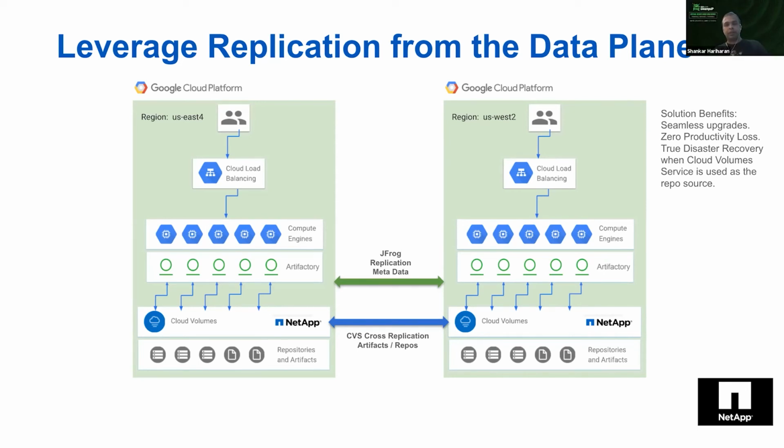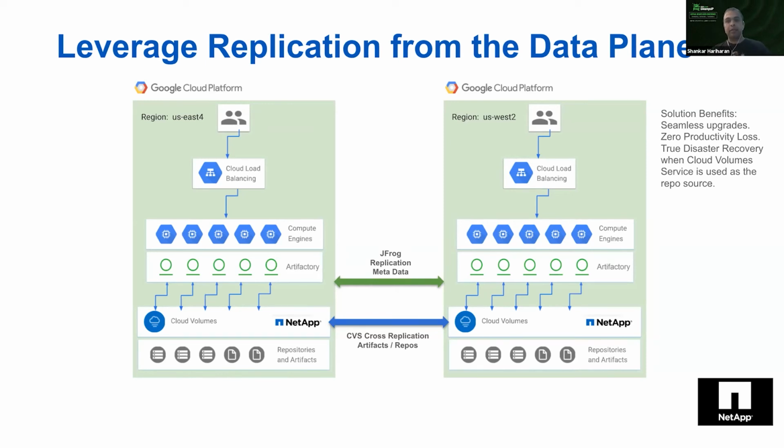Yeah, sure. So this is basically the reference architecture that we came up with using Cloud Volume Service to enable cross-region replication. As you can see here, the storage layer replication happens at the NetApp layer, which is across the Cloud Volume Service, whereas the metadata level replication will happen across the JFrog Artifactory application.